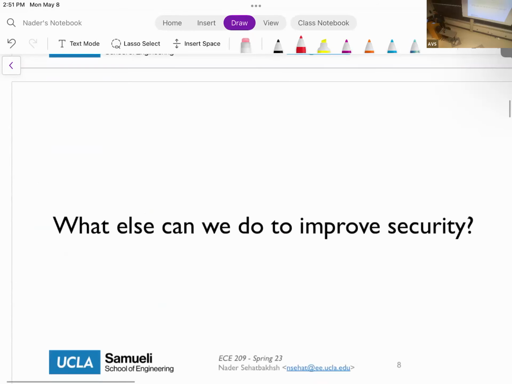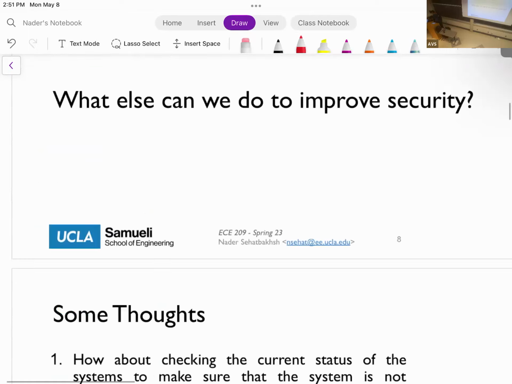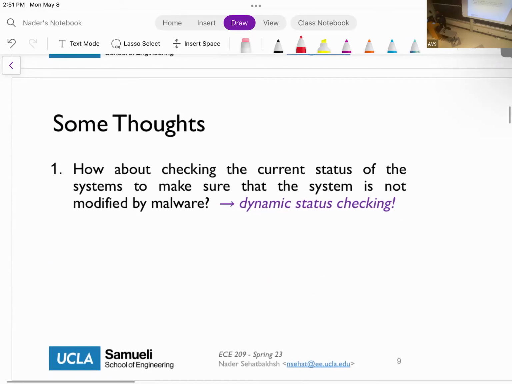But let's now talk about what else we can do in order to improve. These are mainly changes that we make at the software, the system, and the hardware level to improve security. Okay, so there are 3 things that I want to talk about today and in the next lecture.